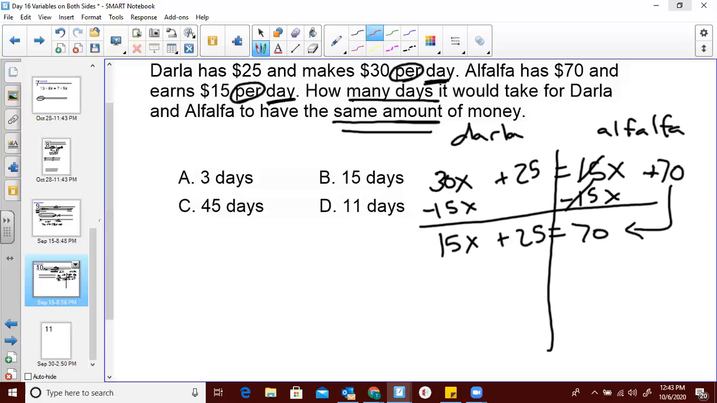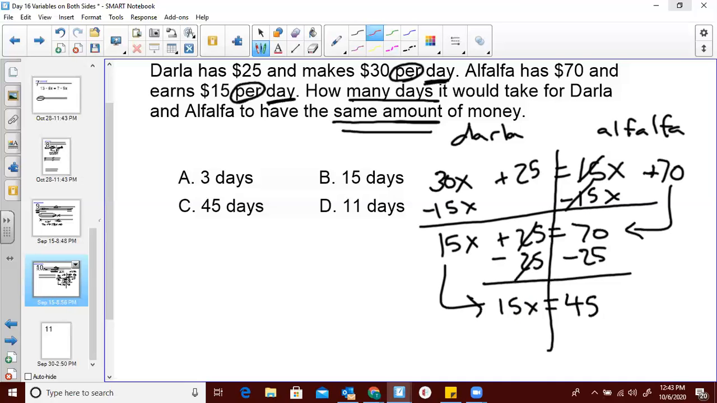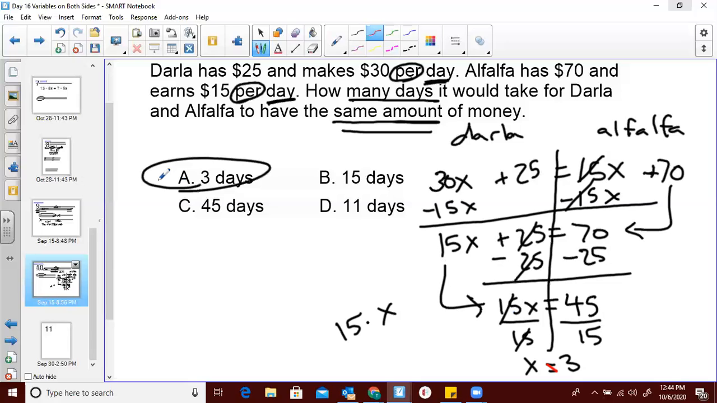So the inverse of addition is subtracting 25. These are going to cancel out. Bring down my 15x. 75 minus 25 is 50, 45. And I know that 15x is 15 times x. The opposite of multiplication is division. And you can see that x equals 3. These 15s cancel out, and 45 divided by 15 is 3. So our answer is, in fact, A.